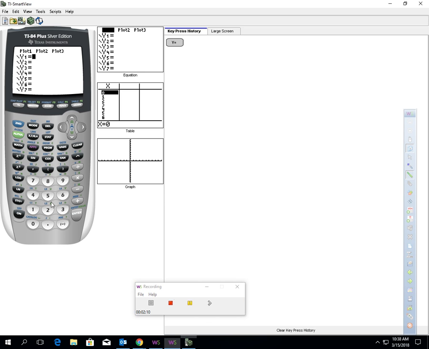So y equals, let's do the parent function, x squared. And then the function that we were supposed to graph was g of x equals x squared minus 2. Okay, so let's take a look at the graph first. I'm just going to hit graph.